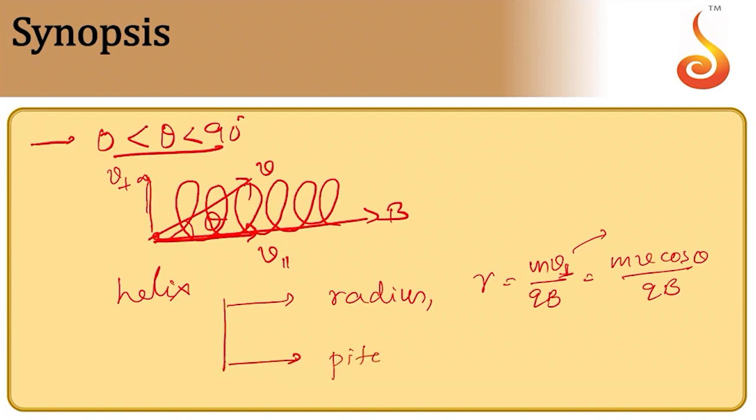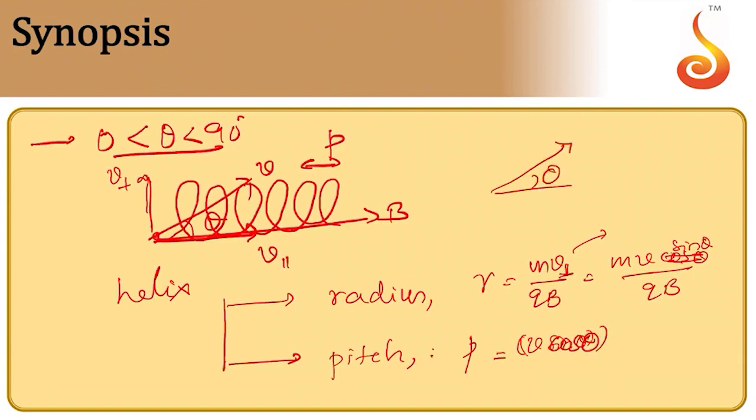The second thing is pitch, which is nothing but the distance between the successive turns, that is the distance travelled by the particle during one circular track. And this can be written as parallel component of the velocity into time period. So, this can be written as v sin theta into time period. Notice that this is v sin theta, this is v cos theta in this case because I have taken this as the angle.